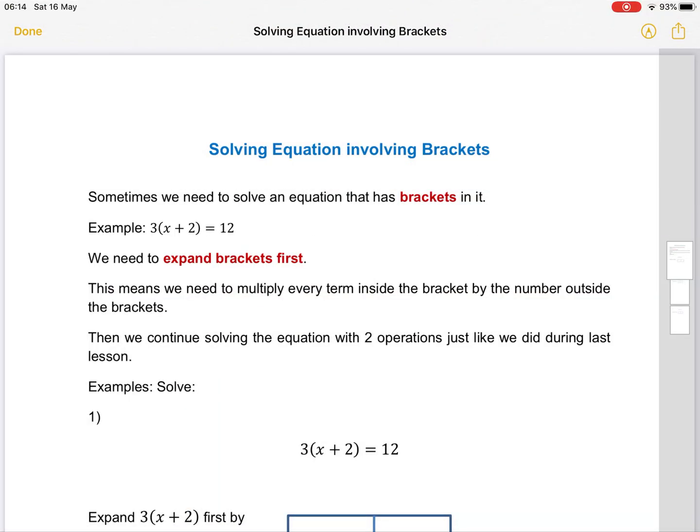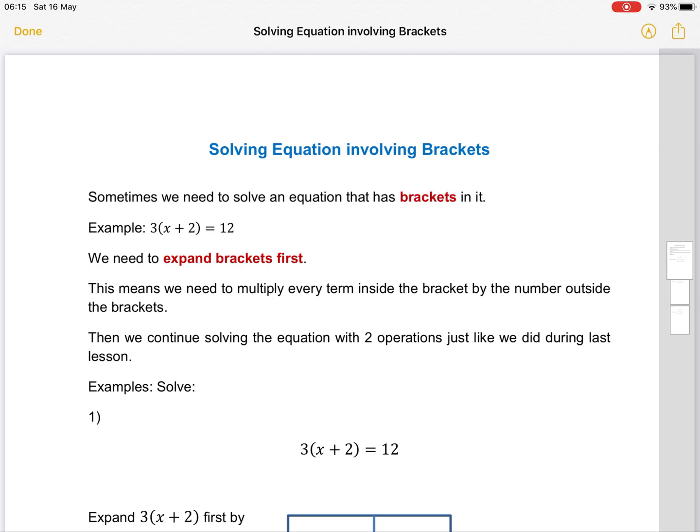Good morning, boys. Today we are going to solve equations that contain brackets in them. Now, this is solved just like we did in the last lesson when we solved two-operation equations, okay? But it has an extra step. It has the brackets. So we need to expand the brackets first, okay?